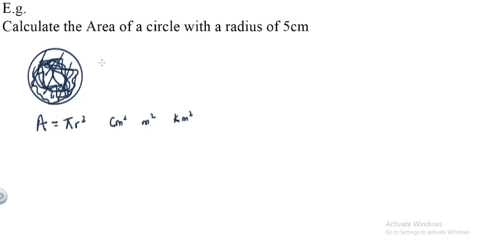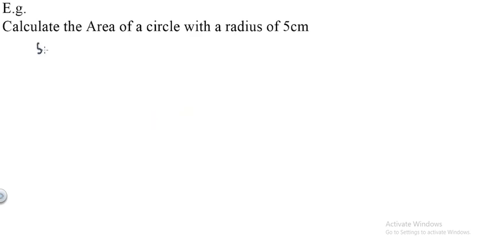Let's look at this example. First of all, we write the solution. We are told to calculate the area of a circle with radius 5 centimeters. We are given the radius of the circle as 5 cm, and we are told to calculate the area. The area is what we need to find. We know that area is equal to pi r squared. We can simply plug our r into this formula.